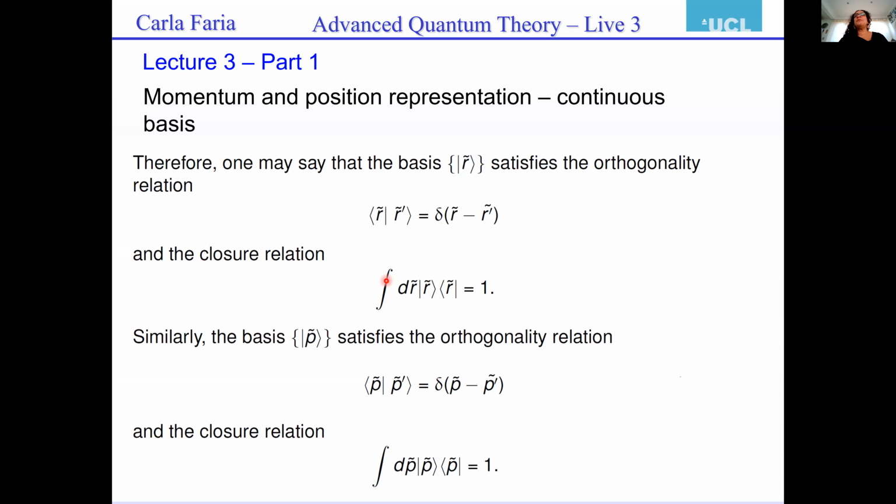Now, if you talk about momentum space, again, you're going to have momenta that vary continuously. It's not like spin 1/2, minus 1/2, etc. So you have a continuously varying momentum, which is associated to this basis set. For that reason, we can also say it is a continuous basis. So you satisfy this orthogonality relation, and you satisfy this closure relation too.